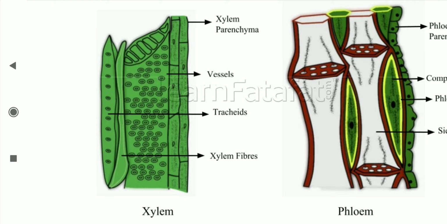Next, fourth is xylem fiber. All of you are able to see xylem fiber. They are also dead cells. Xylem fibers are also dead cells. They are lignified fibers present in xylem, which provide, what is their function? To provide mechanical strength to the plant.